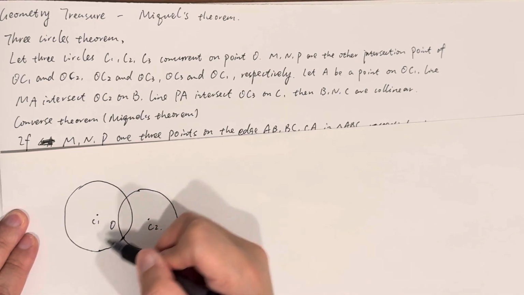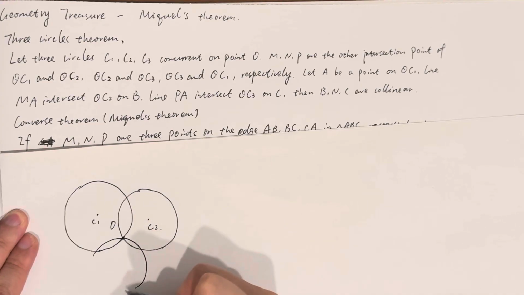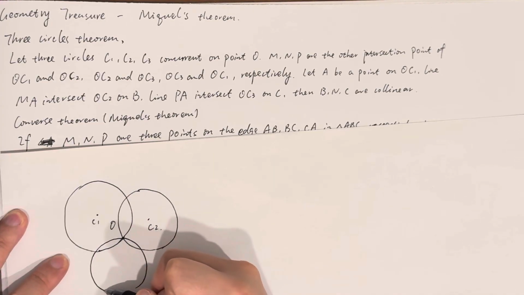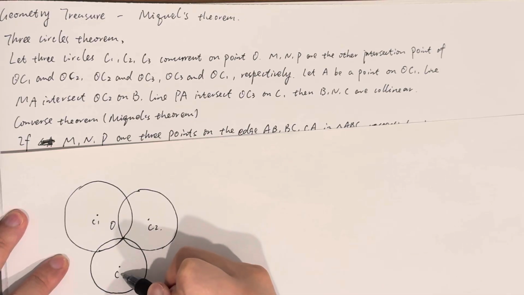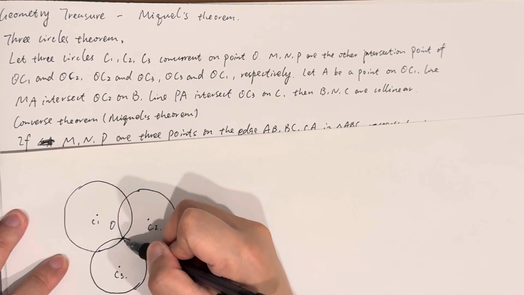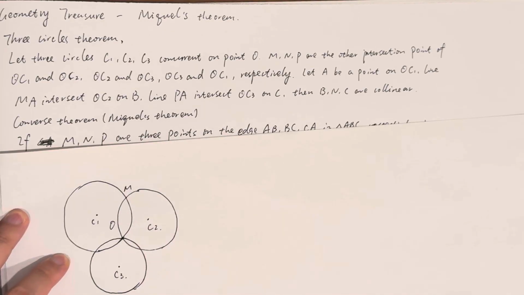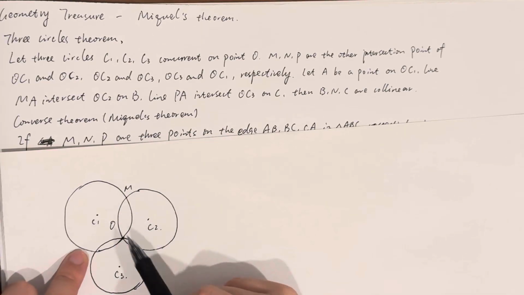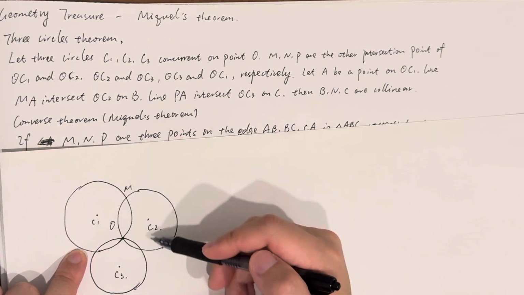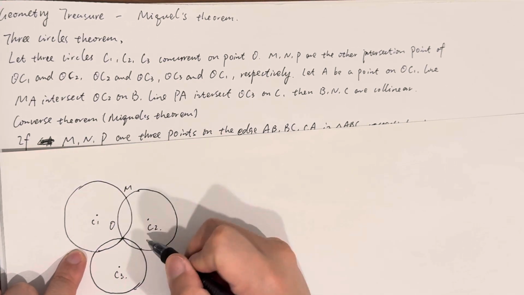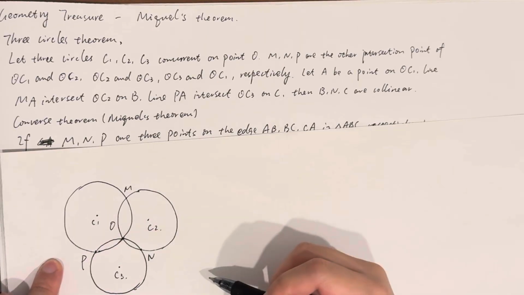So this is a third circle, let's call it C3. This point is O, and this point M. And that's the C1, C2 intersection point, and C2, C3. So this one is N, this one is P, right?